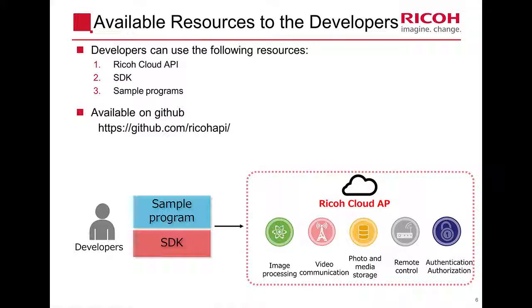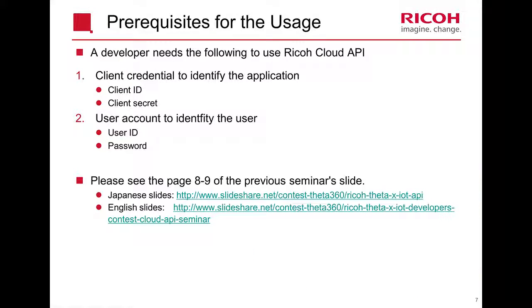These are published in the GitHub URL. These can be accessed by people who have not registered as contestants too. You need some other things before using these resources in advance. These are explained now. First, the client credential. The API server needs this to identify the application. Client ID and client secret comprise the client credential.